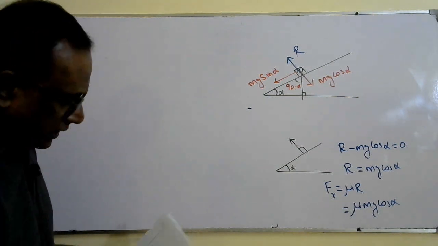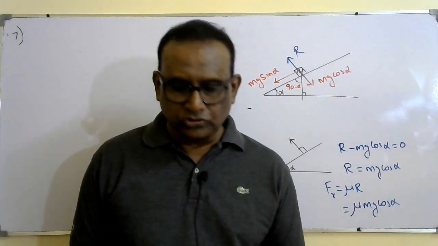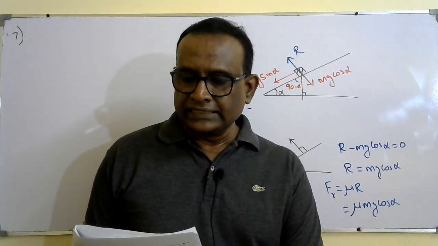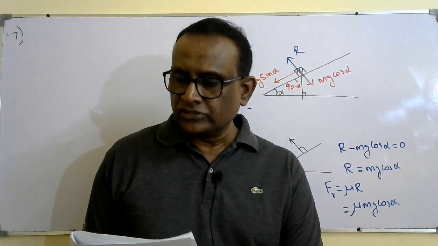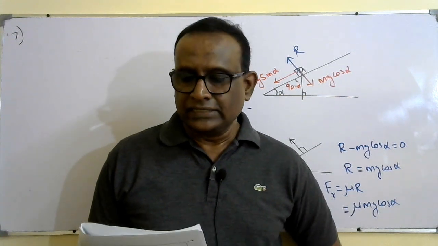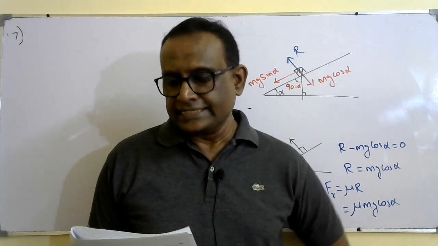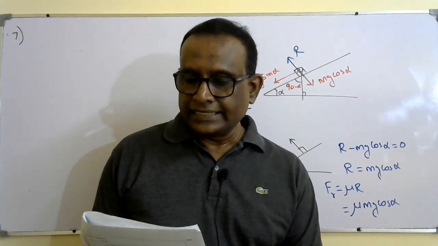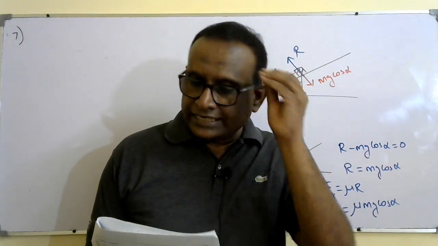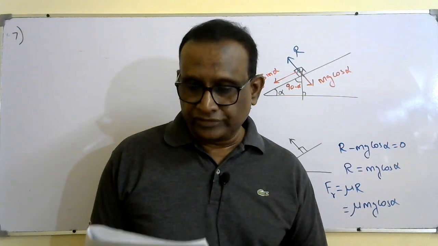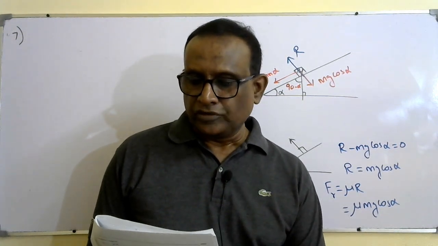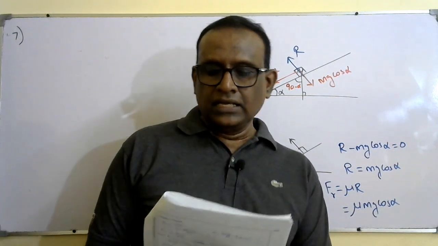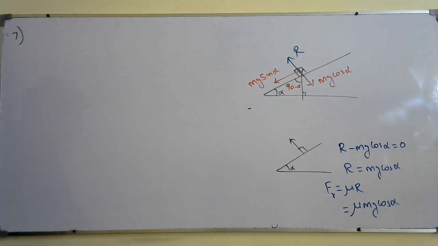Okay, so based on that, there's a question. The question says: figure 4 shows block A of mass m held at rest on a rough plane. The plane is inclined at an angle alpha to the horizontal, and the coefficient of friction between the plane and the box is mu. One end of a light inextensible string, so the tension will be the same everywhere, is attached to A. The string passes over a small smooth pulley, no friction, which is fixed at the top of the plane. The other end of the string is attached to block B of mass Km.